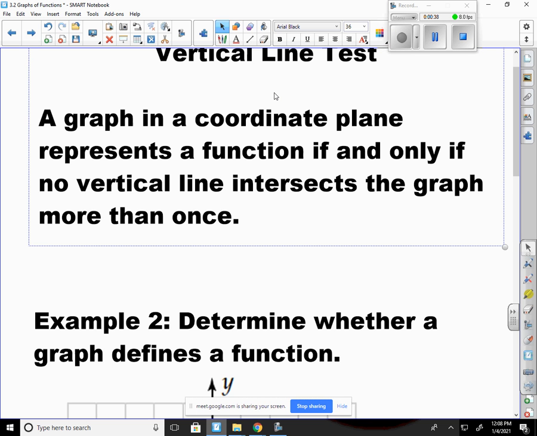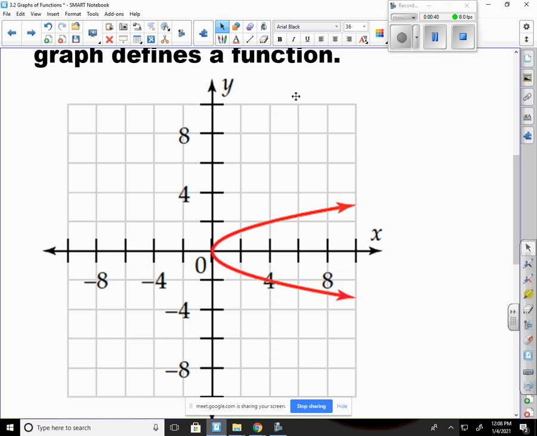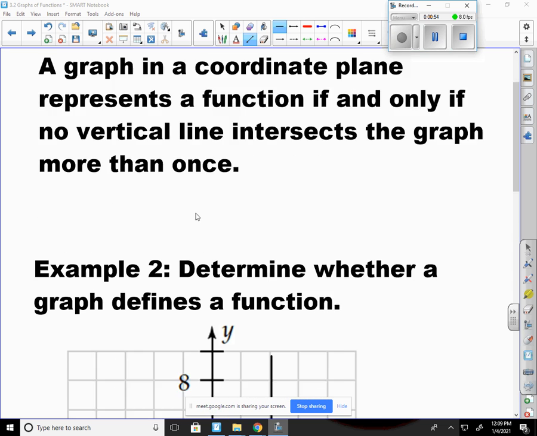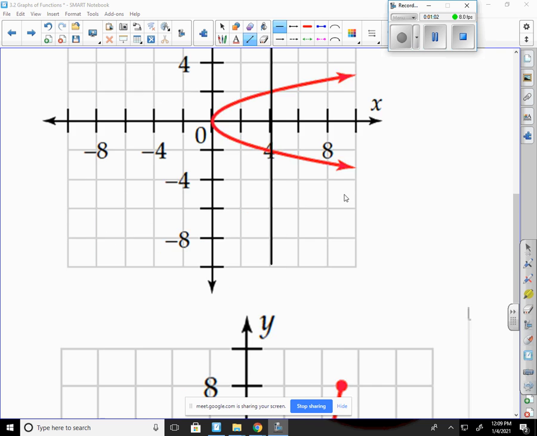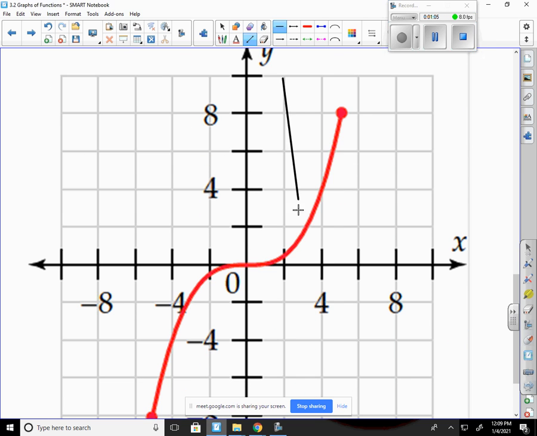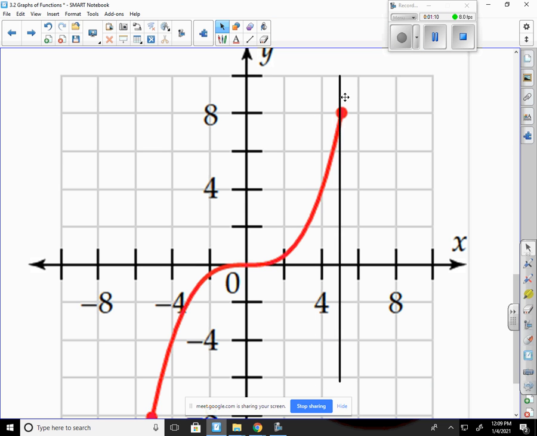Vertical line test will tell you if something's a function. So if we have a graph and I draw a vertical line through anywhere on the graph, if it hits more than one point, it is not a function. So the vertical line test says if I draw a vertical line and it hits 2 points on the graph, then it's not a function. If I drew a vertical line through here, anywhere I put that vertical line, it's only going to hit 1 point on the graph, so it would be a function.